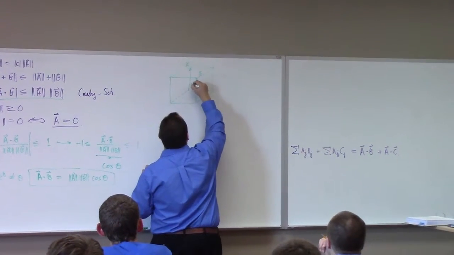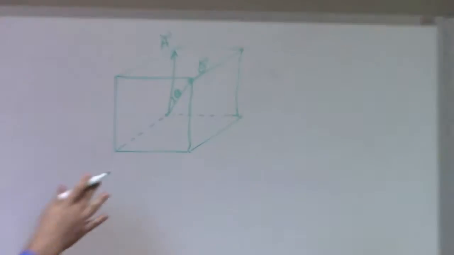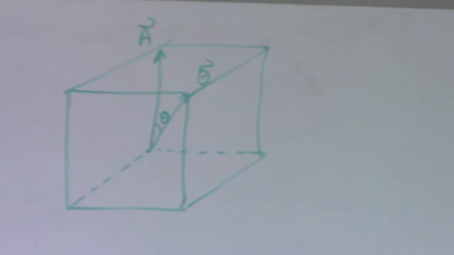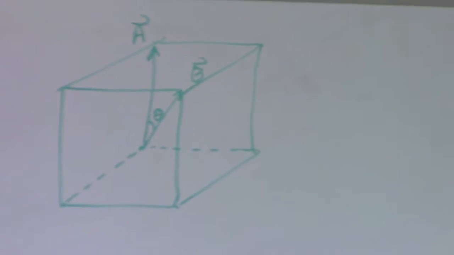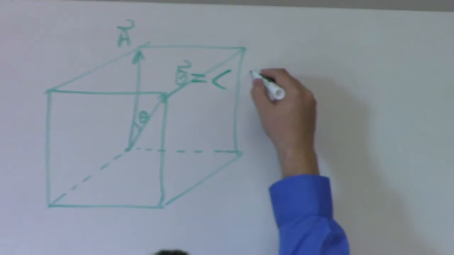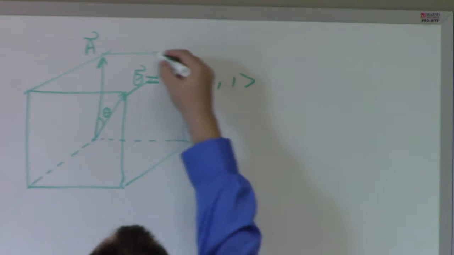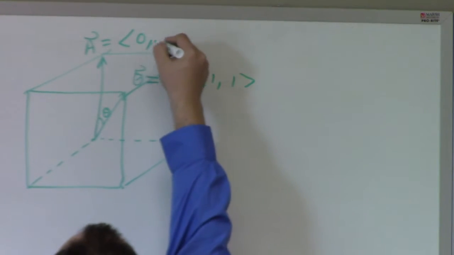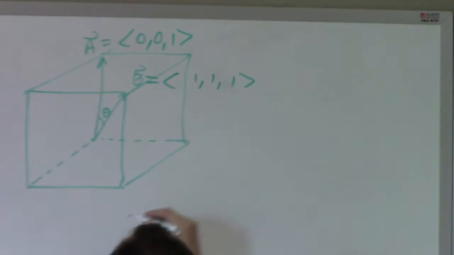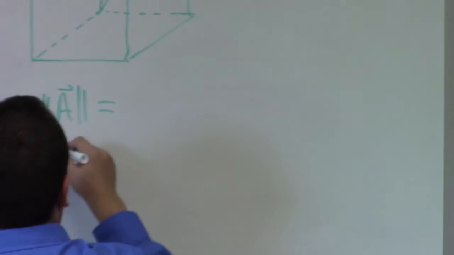Let's calculate it. Without loss of generality, you can give the cube any size you like. Let's just let it be the unit cube. So that means that B is equal to, what is it equal to? It's equal to 1, 1, 1, I think. And A is equal to 0, 0, 1. So if I calculate the length of A, what is it? What's the length of B?